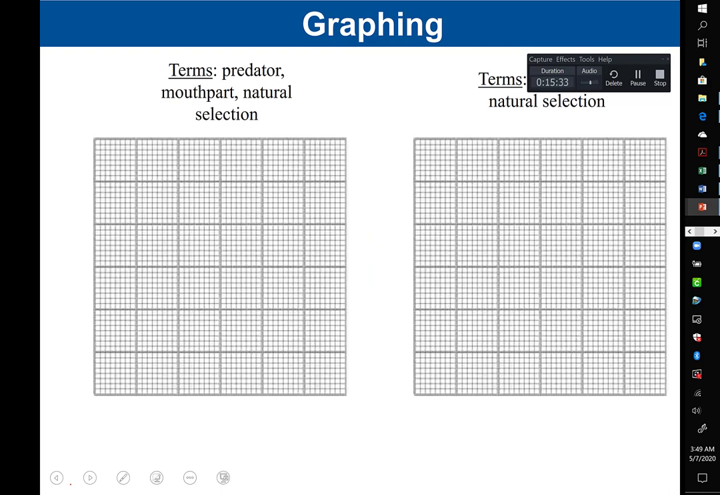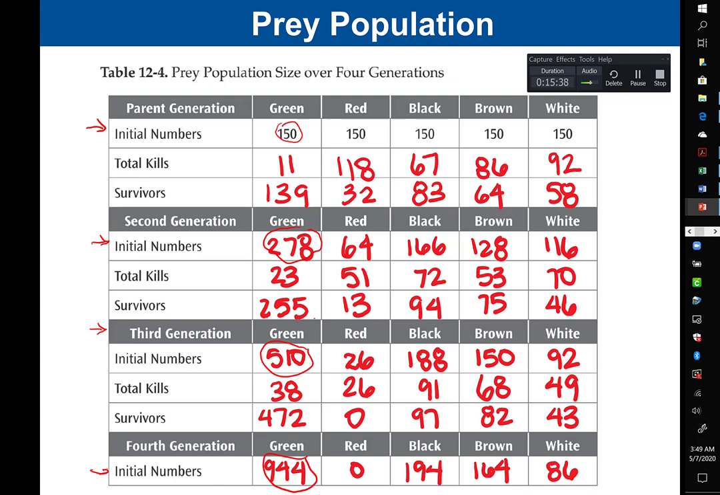Because you'll notice, if you look and you compare, depending on the number of survivors, each of those survivors that survived, they reproduced, and that gave us the next initial number. So in the first generation, the number of survivors for the green beans, there were 139. So if each of those reproduced, the next population size would be 278. So in the second generation, there would be 278 individuals. And then in the third generation, there would be 510. And in the fourth generation, there would be 944. So those are the numbers that you want to graph.